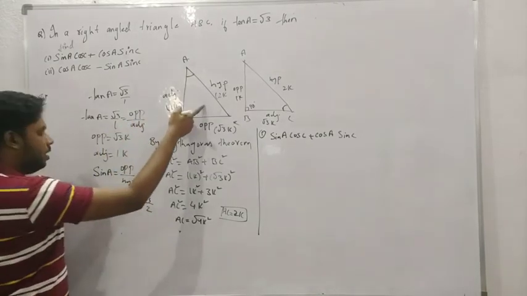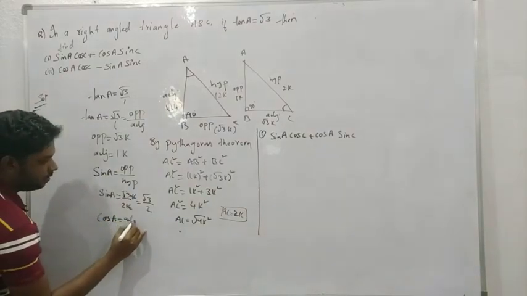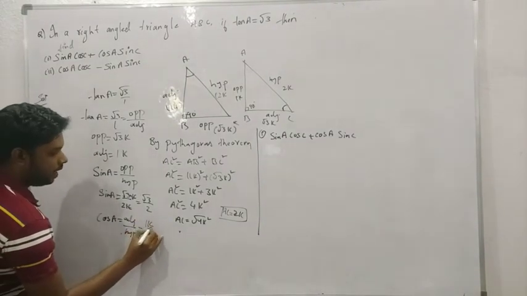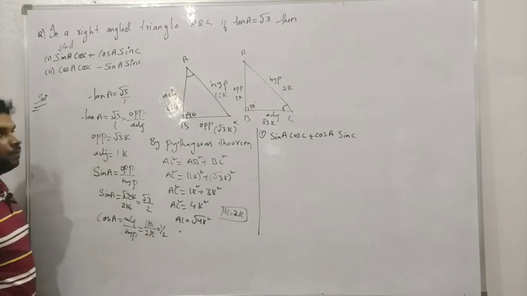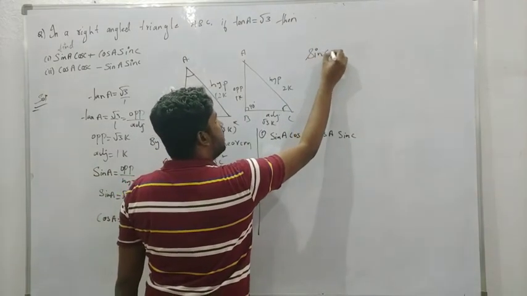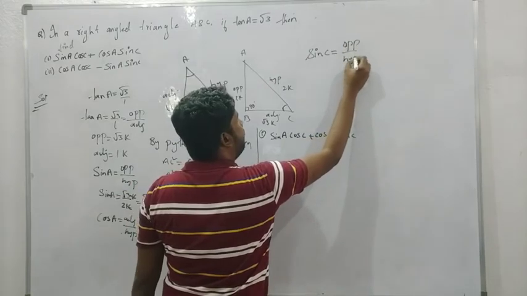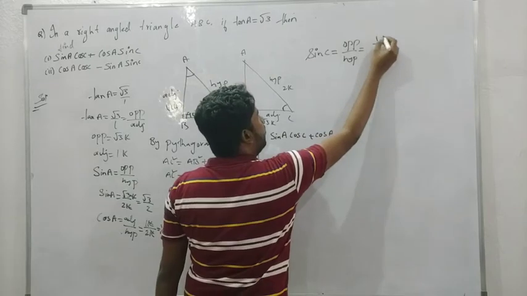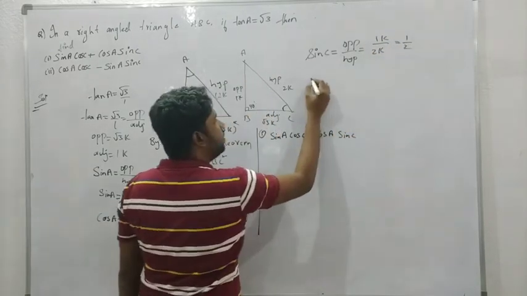Similarly, from this figure, we take cos A. What is the formula for cos A? Adjacent divided by hypotenuse. Adjacent is 1k, hypotenuse 2k. K gets cancelled, I get 1 by 2. Now from this figure we take sin C. Same formula, opposite divided by hypotenuse. Opposite is 1k divided by 2k. K gets cancelled, 1 by 2.